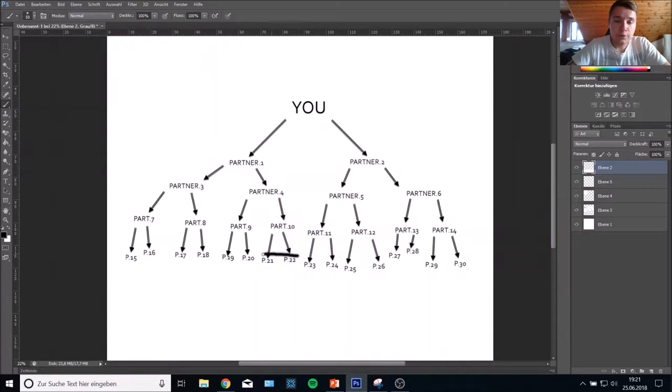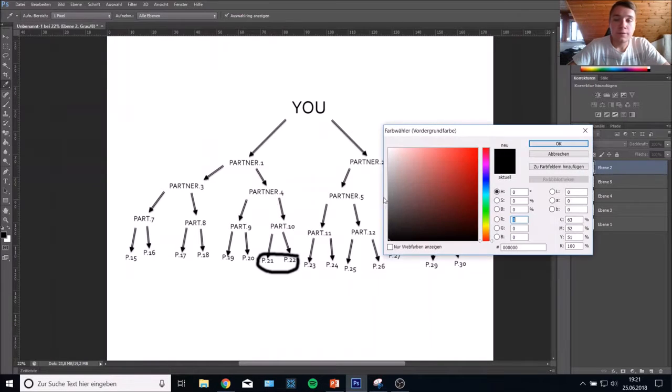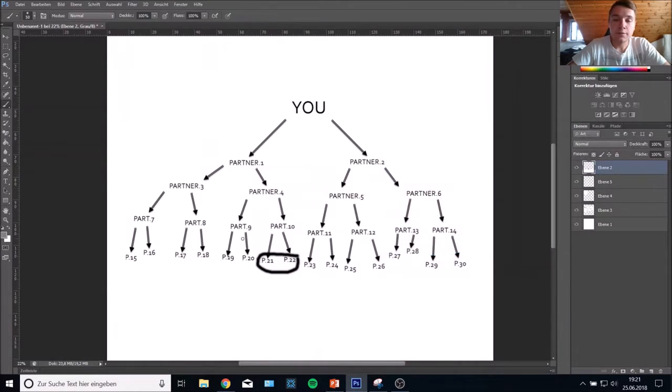If there is one cycle, partner 10 gains from it, partner 4, partner 1, and you. Everyone who is above a cycle gets the profit. So in this example, partner 10, partner 4, partner 1, and you, and everyone who is above you also get a profit. So this system is very simple, and I hope you understand it.